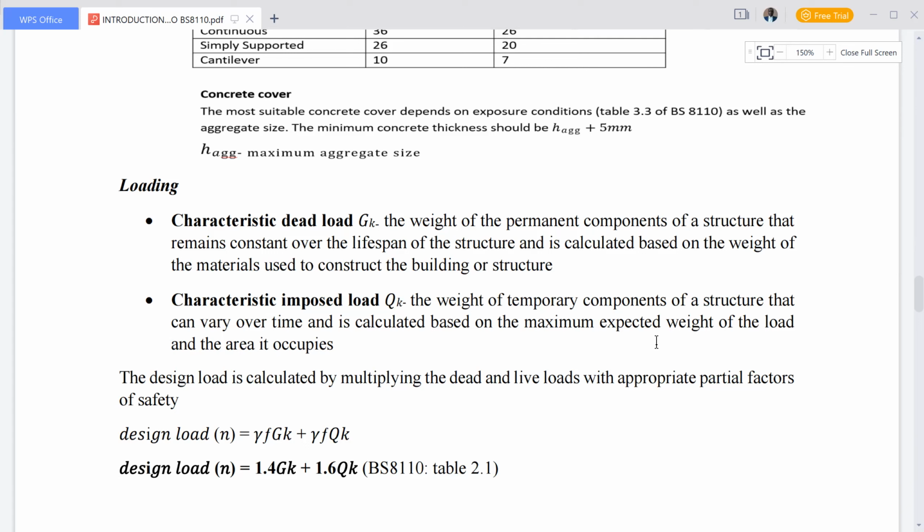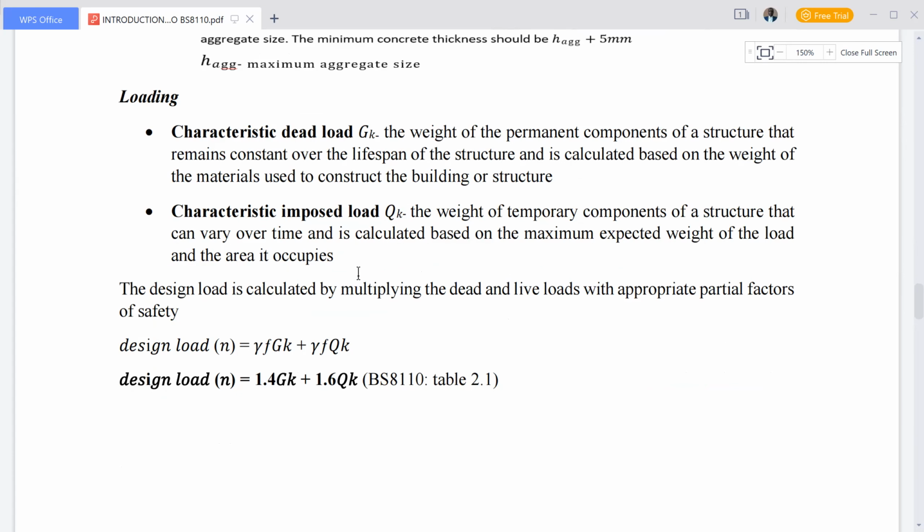This is the weight of temporary components of a structure that can vary over time, and is calculated based on the maximum expected weight of the load and the area it occupies. So we say it varies over time. For example, the weight of human beings in a building is a live load or imposed load, because today there could be 10 people in a building, tomorrow there will be 20 people. So that load keeps on varying. Or the furniture, you might buy a bigger, heavier furniture, or a small furniture. So that particular weight is subject to varying. So we call it imposed or live load.